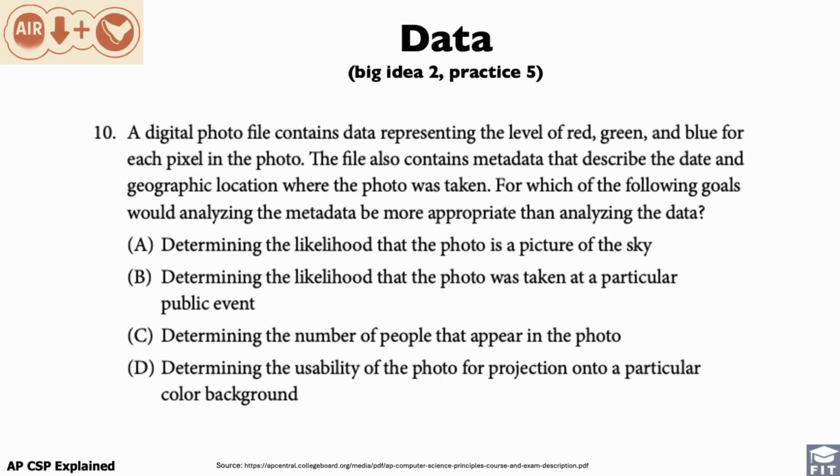This question is about knowing the difference between metadata and data in a digital photo. The actual image data gives you details like colors and shapes, useful for analyzing what's in the photo. But metadata tells you things like the date, time, and location it was taken. So, if the goal is to know where or when the photo was taken, not what's in it, that's a job for metadata. Choice B is correct. Figuring out if the photo was taken at a public event is all about time and place, which metadata provides.